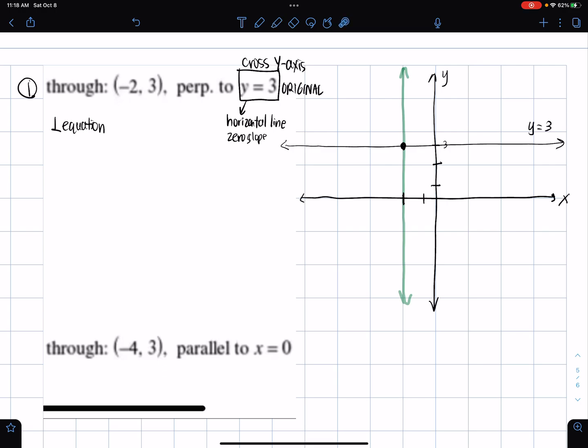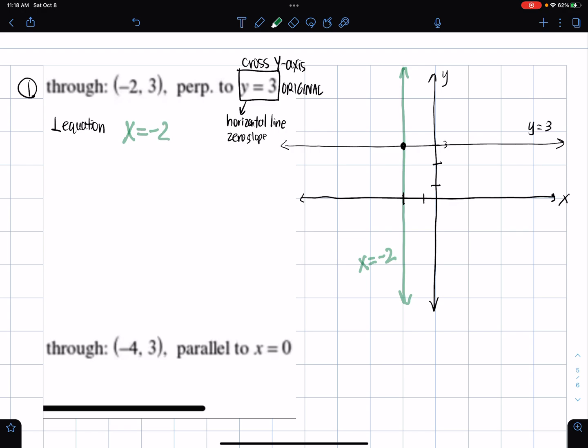Now this green line that I just drew crosses the x-axis at -2. So therefore, the equation of this perpendicular line is x equals -2. So x equals -2.